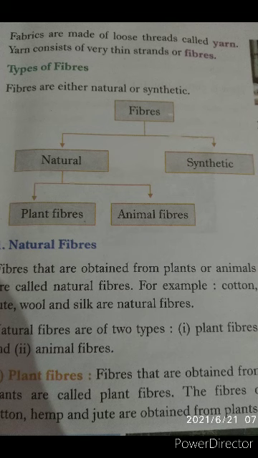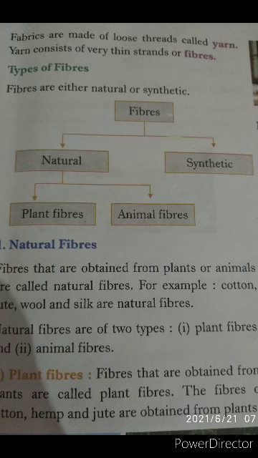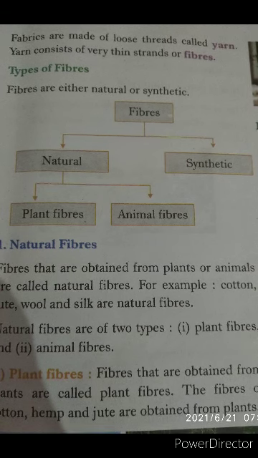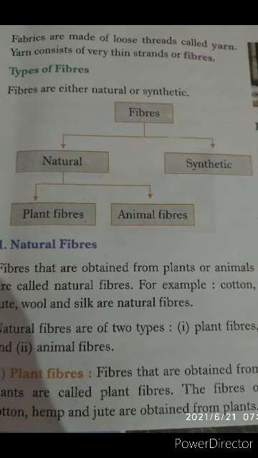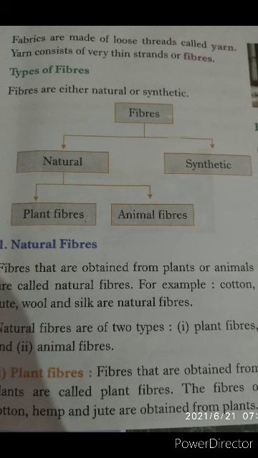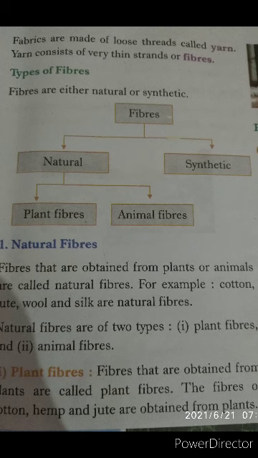Yarn consists of very thin strands or fibers. That's all we discuss now. Okay, types of fibers. Different types of fibers are there. Fibers are either natural or synthetic. Mainly two types.